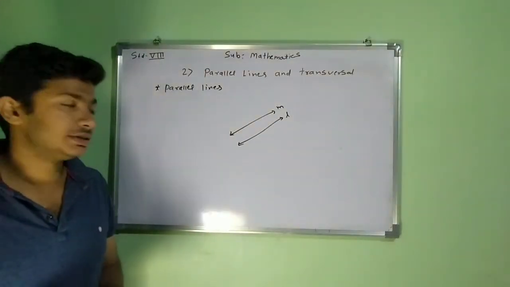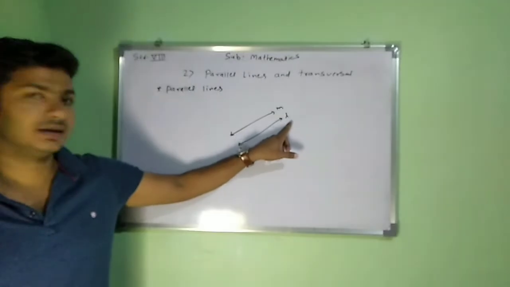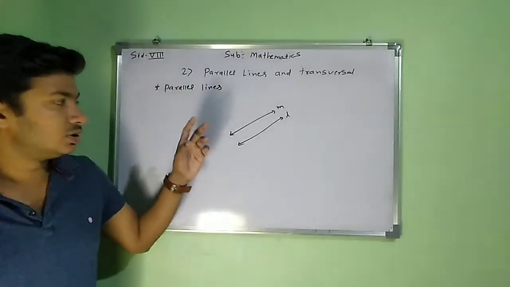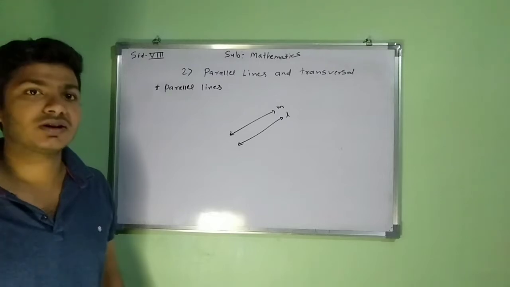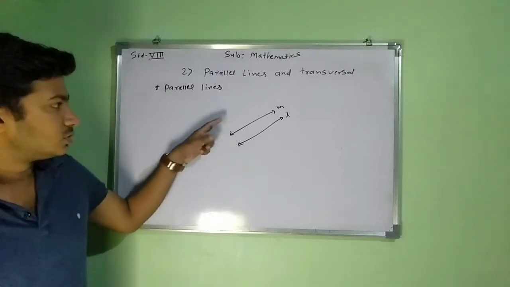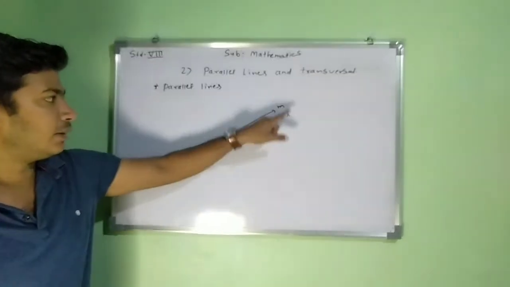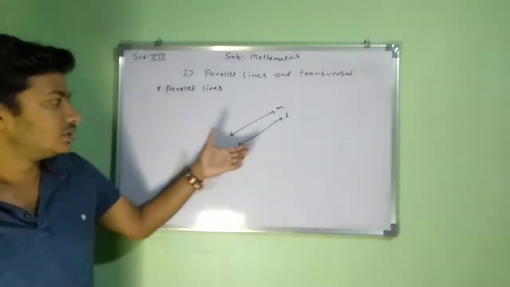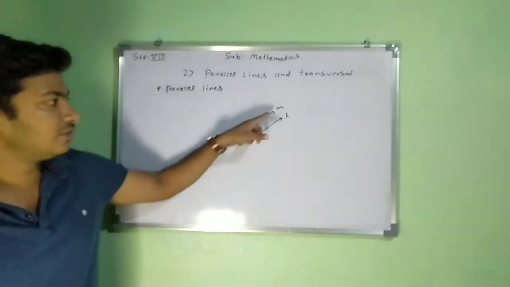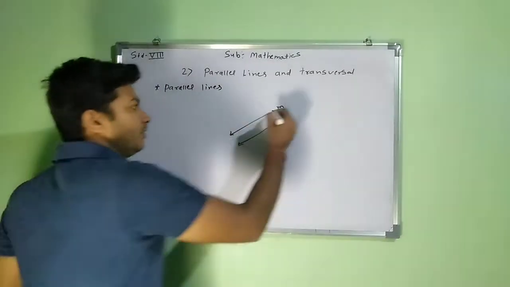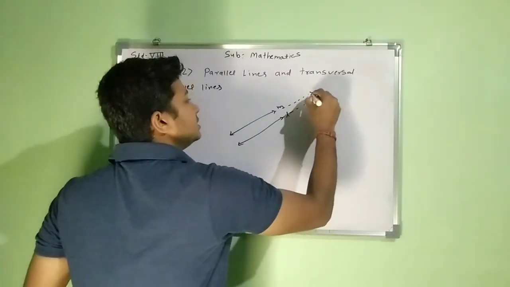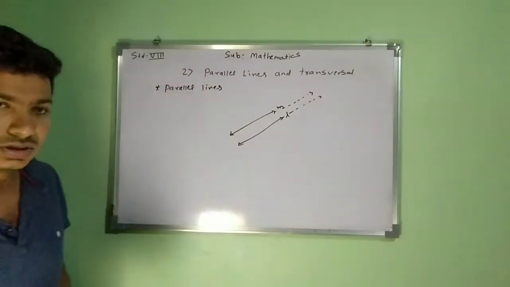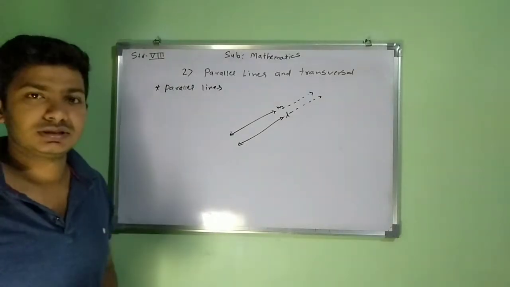I have drawn two lines, line M and line L. The definition is: two lines in the same plane which do not intersect each other are called parallel lines. If you look at the two lines, line M and line L, they look parallel, and if we extend the two lines, they will still not intersect each other at any extent. So those are called parallel lines.